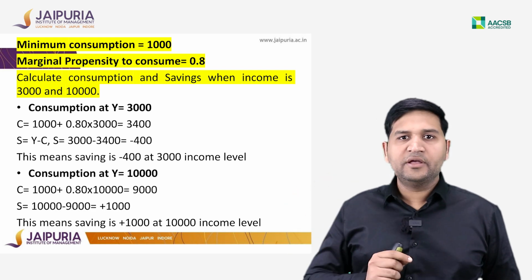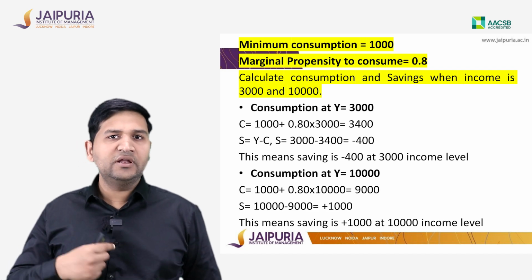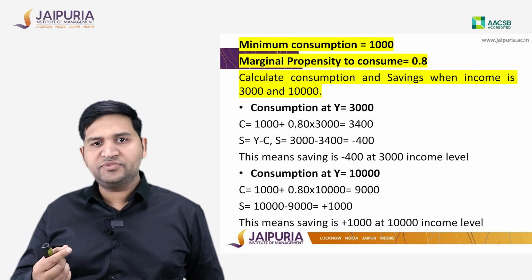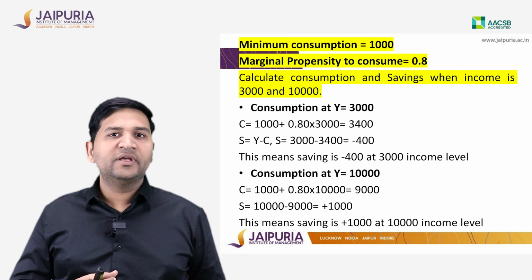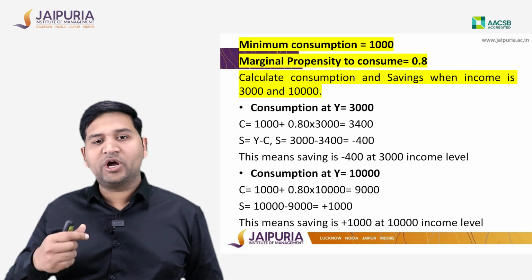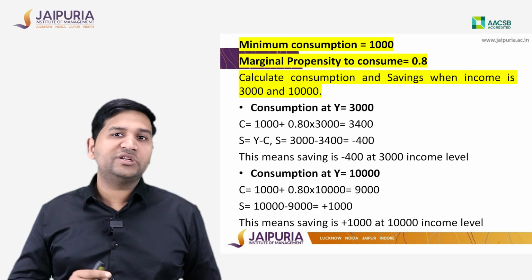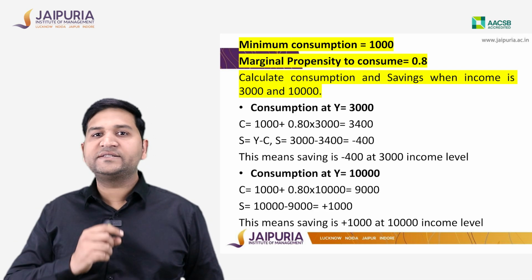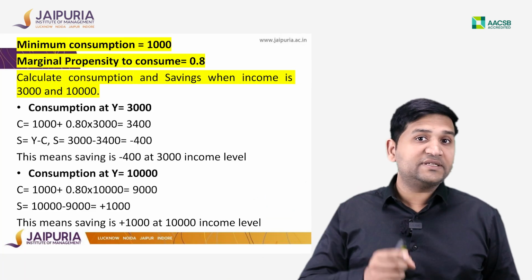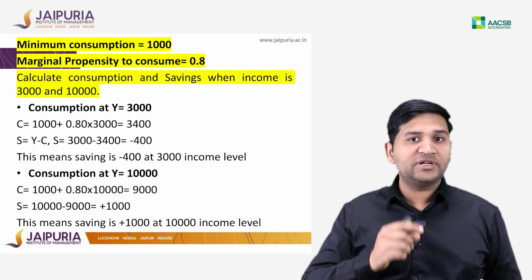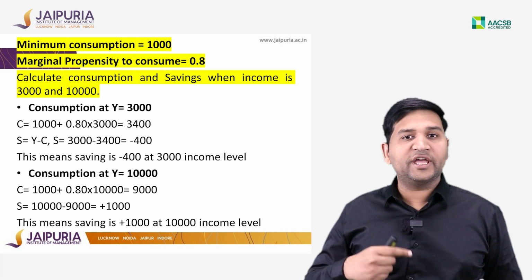This is the consumption, but income at this level is 3000. So how do we get saving at this level? Saving is equal to income minus consumption, that is 3000 minus 3400 is equal to minus 400. This means saving is minus 400 at the 3000 level of income, and this also raises one important question: can saving be negative? The answer is yes, because if your income is zero, still you will be consuming something, and that something is the minimum level of consumption at zero income level. So from where are you getting that money? You are getting that money in the form of negative savings.